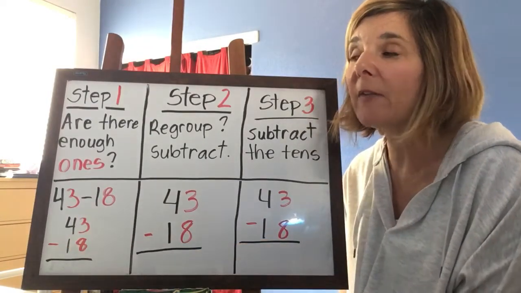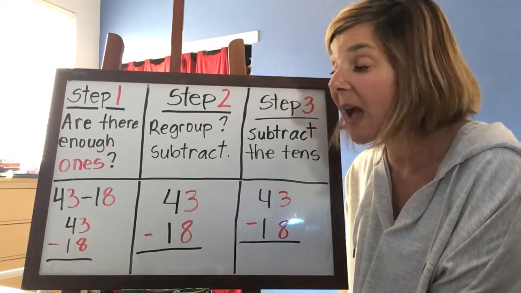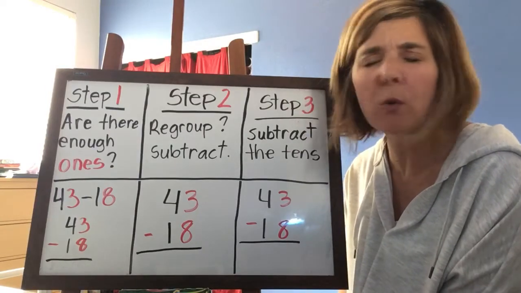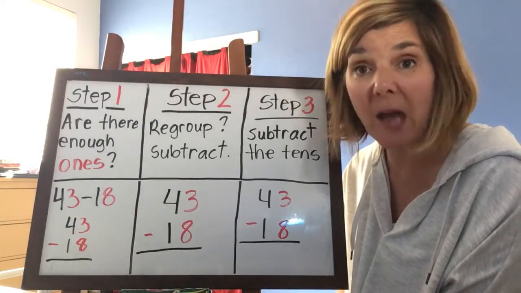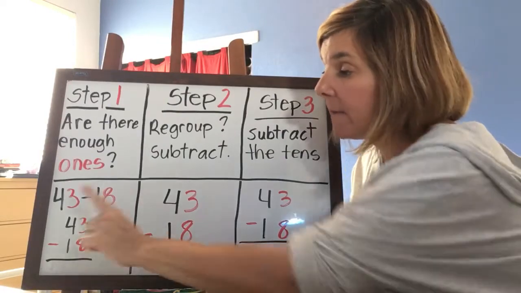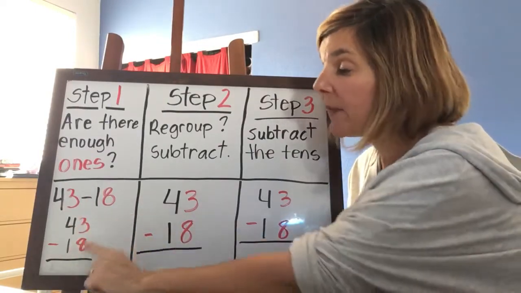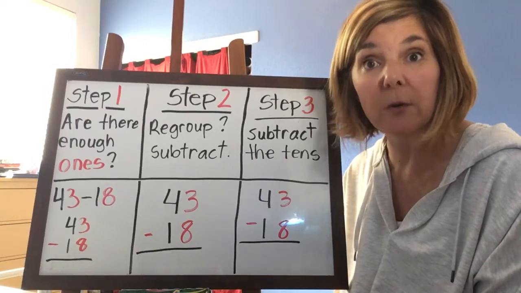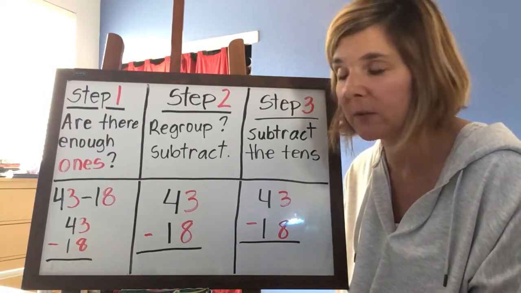Now remember, the math movie might tell you to stack your ones first. You don't have to do it that way. You can stack your numbers the way that you see it. 43 on top of 18. 43 is the bigger number. It has to go on top when we subtract.